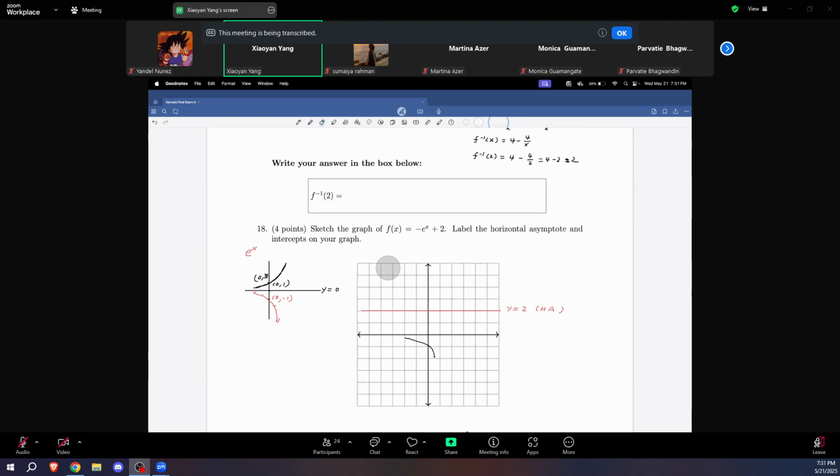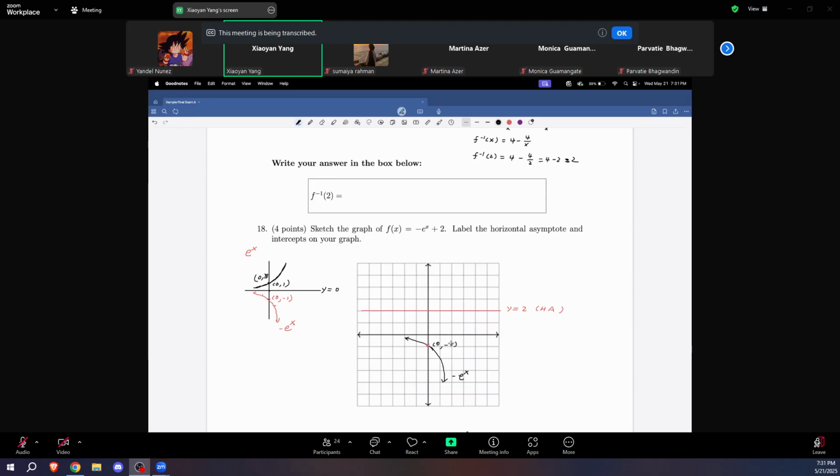Just anywhere, roughly. This is negative e to the x. Okay, we're already doing the shifting. This represents negative e to the x. Then the point here is (0, -1).